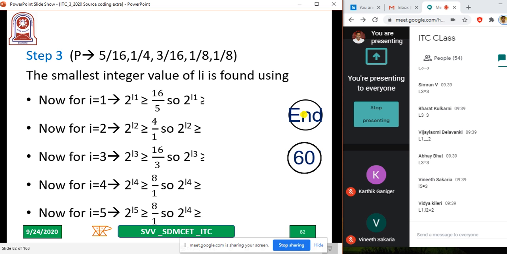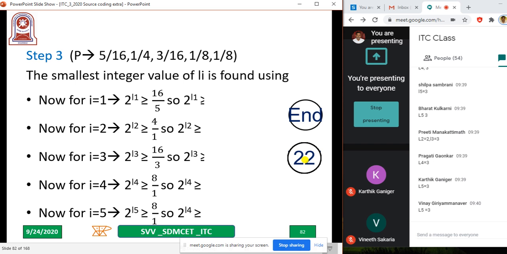Okay, Vineet has typed L5 equal to 3. Good. Vidya has typed L2, L1. Vishwa, L3 equal to 3. L4 equal to 3, Sumit. Geeta, Pragati, L3 equal to 3, she has typed. Prithviraj, L5 equal to 3. Abhay Bhatt, L4, 3. Shilpa, Bharat, very good. Others have completed L5. Very good. See, within a minute or two you are doing it. L4, Devidas, 3. Preeti, L3 equal to 3. L5 equal to 3, Karthik, Pragati.